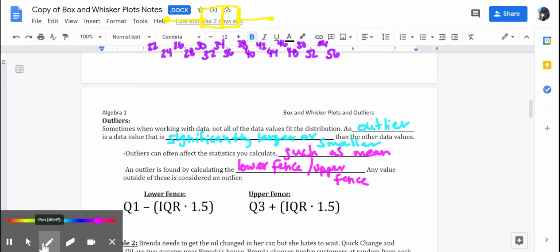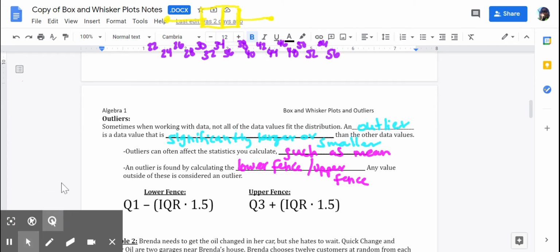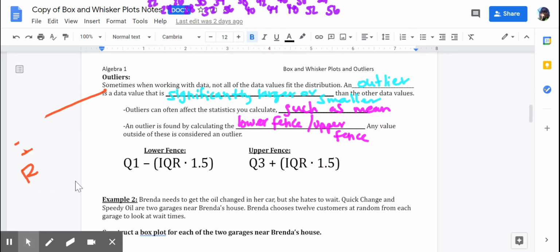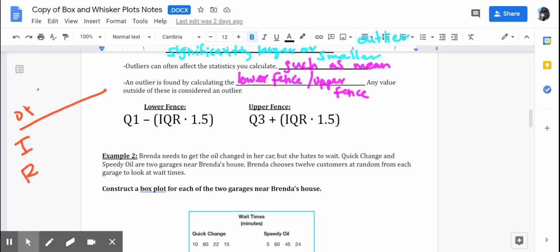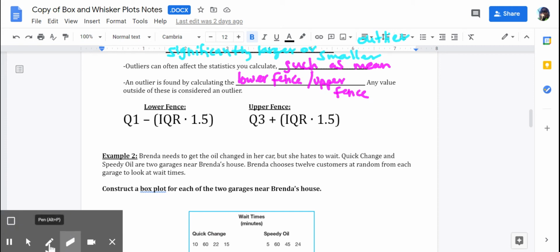Now, there are two formulas that you must have in order to calculate what the outliers are. And those two formulas are Q1 minus the IQR times 1.5, and then we're going to look for any number that is that number or lower. The other part here is Q3 plus IQR times 1.5.